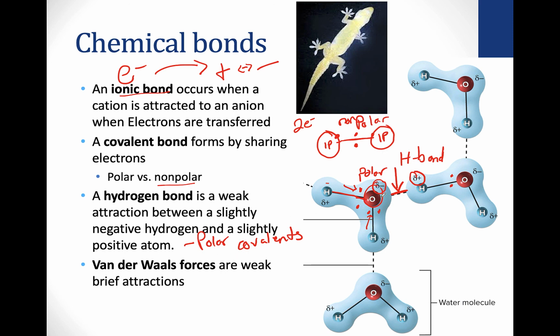A van der Waals force is very similar to this, but it's even weaker. A van der Waals force is actually what helps a gecko's toe pads be able to climb a wall. So there's hundreds of thousands of teeny tiny hairs on these little toe pads, and they have tiny little brief interactions with the wall. And that's enough to be able to hold that gecko's body against a wall.